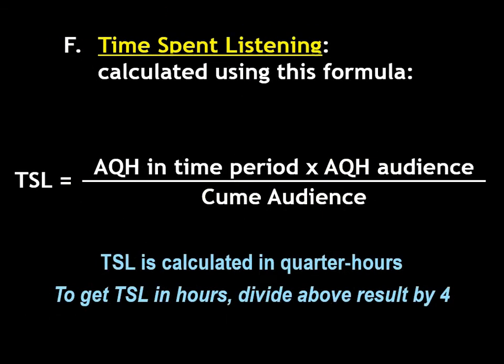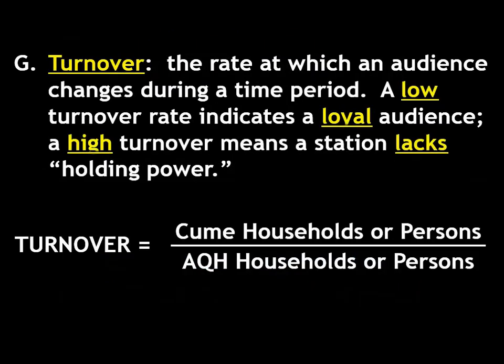Time spent listening, TSL, is calculated using the formula you see on your screen. It is the product of the AQH in the time period times the AQH audience, divided by the cum audience. This gets you your TSL in quarter hours. If you want an hour figure, just take that number and divide by 4.